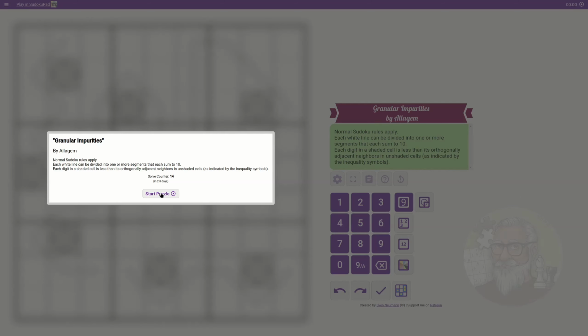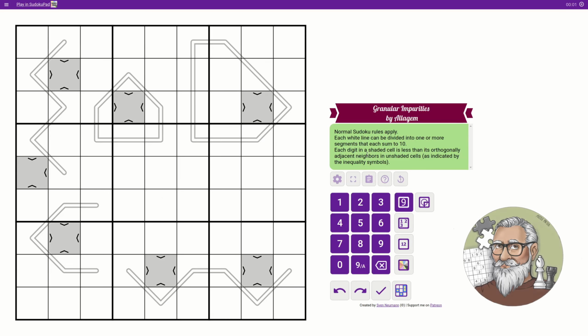Alright, let's read the rules. Normal Sudoku rules apply, so far so good. The digits 1 to 9 in every row, column, and 3x3 box. Each white line can be divided into one or more segments that each sum to 10. All of them are the same color. Right. We'll discuss that in a bit.